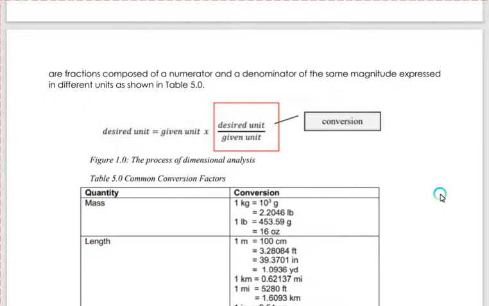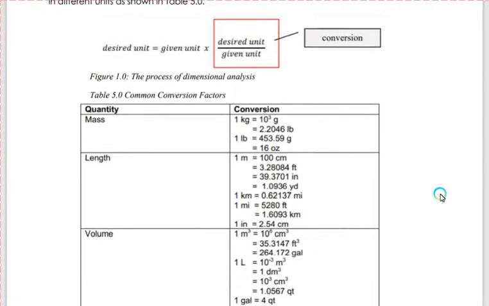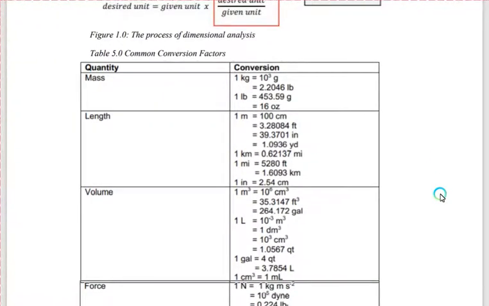So pwede natin i-measure or pwede natin i-convert from one type of unit to another. For example, sa aton nga mass, pwede ka ma-convert from kilogram to pound or pound to ounce, pound to gram, and even kilogram to other units such as gram and ounce. So pwede natin ma-convert ang aton nga one unit to another unit. Another one for length, for example, pwede natin ma-convert into centimeter, feet, inch, yard, mile, even kilometers pa nga conversion.